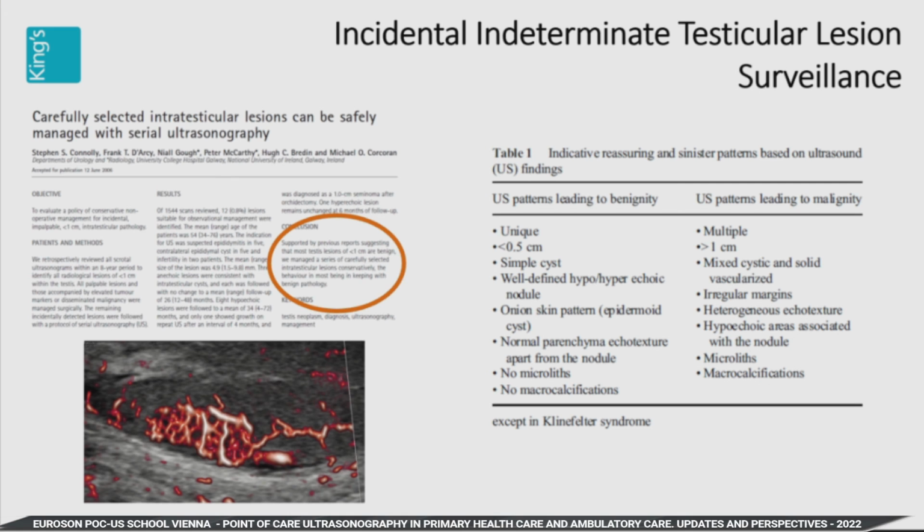And when would you watch these? Well, you cannot watch them if they are multiple, usually greater than 1 centimeter, mixed cystic or solid, irregular margins, heterogeneous echo texture, hypoechoic, or if there are microliths or macrocalcification. You have to be aware of that. But active surveillance is fine for lesions like this that are found incidentally. And we usually stay on maybe 6 monthly or 3 monthly initially, 6 monthly and 2 years. And if nothing's happened, that's it. We can finish with it.